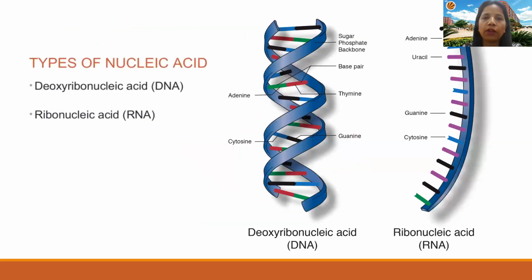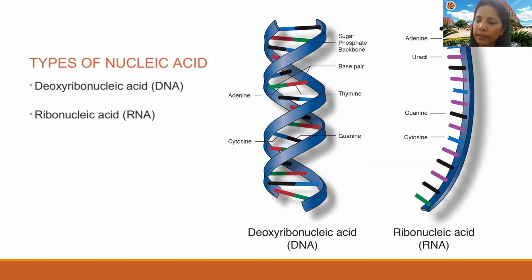When we talk about nucleic acids, we have deoxyribonucleic acid and ribonucleic acid. Deoxyribonucleic acid is a double helical structure, the first diagram you can see. The second structure is single stranded. DNA is double stranded, but if we consider only a single strand of a ribonucleic acid, that will become RNA.